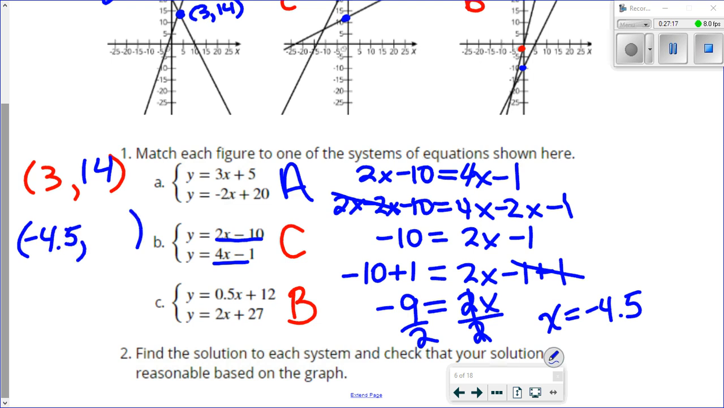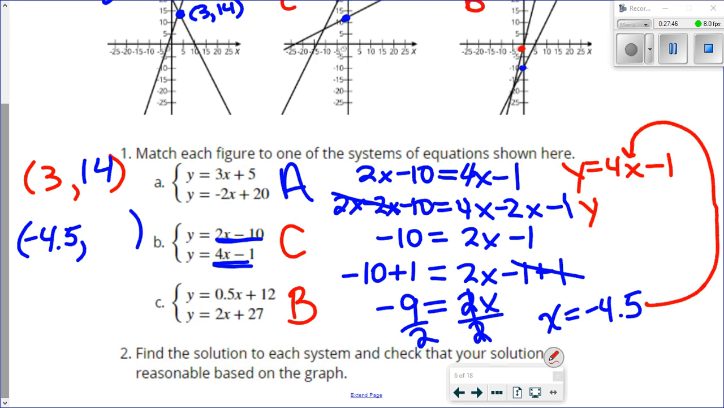I need to use that solution to find y. So again, you can go back to the system of equations. You can choose. Do you want to use the top equation or the bottom equation and replace x with negative 4.5? It's not going to make a difference. In this problem, let's go ahead and test it in the bottom equation. So y equals 4x minus 1. So I'm going to go ahead and replace x with our negative 4.5. So I have y equals 4 times negative 4.5 minus 1.